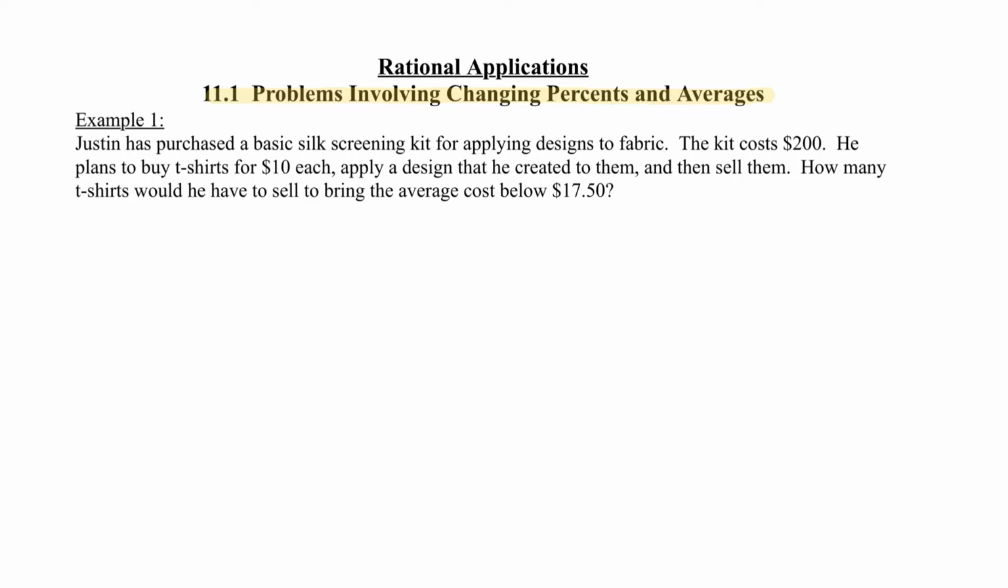This first example says Justin has purchased a basic silk screening kit for applying designs to fabric. The kit costs $200. He plans to buy t-shirts for $10 each, apply a design that he created for them, and then sell them. How many t-shirts would he have to sell to bring the average cost below $17.50?